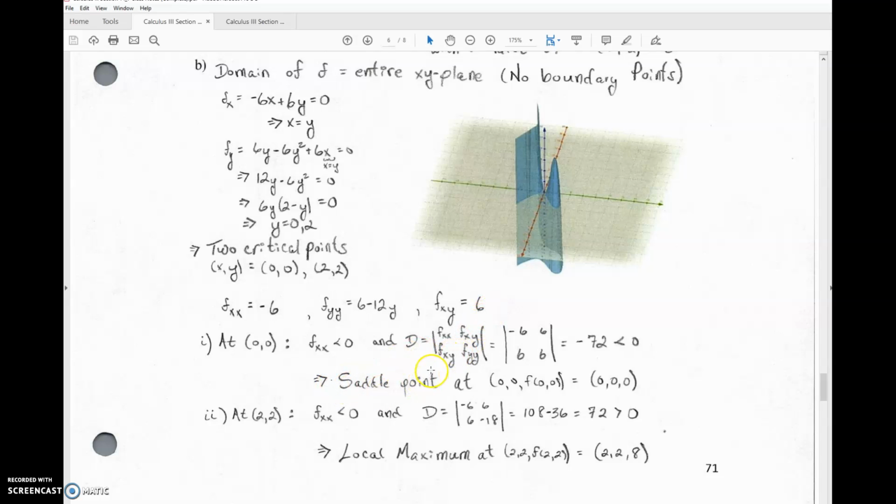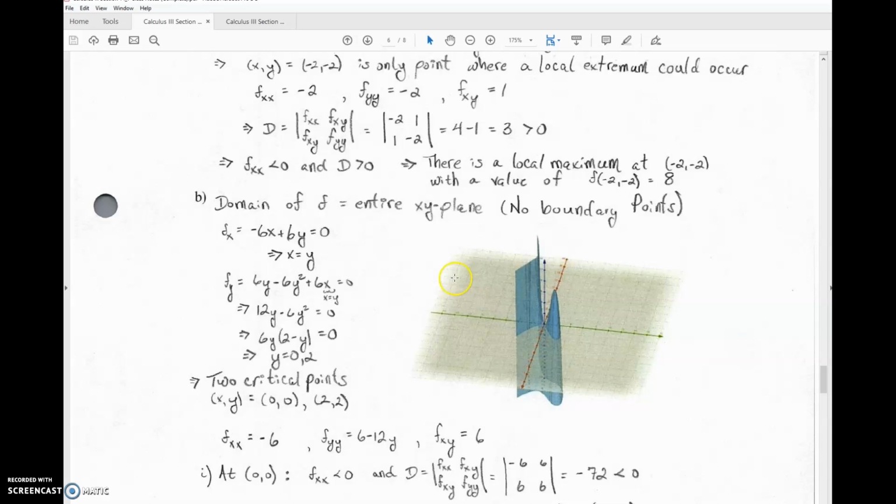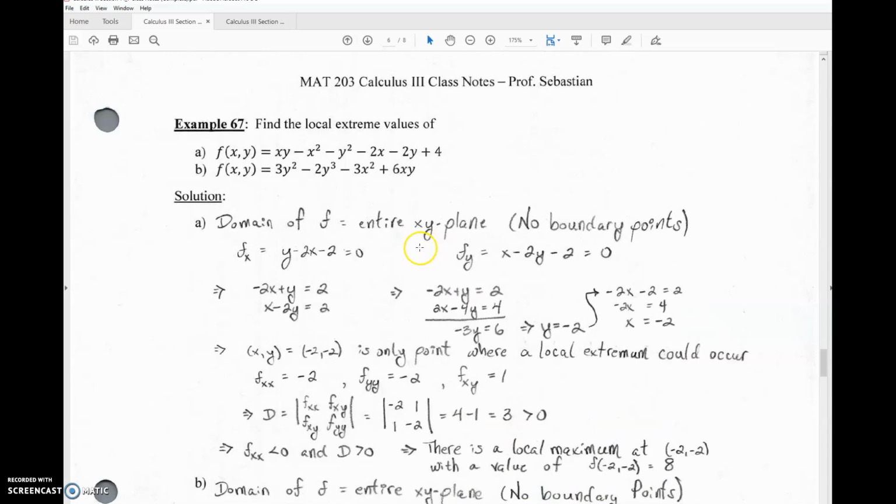So at the point (0, 0), y is 0, so f sub yy is 6. I plug it in, I get minus 6 times 6, which is minus 36, minus 36 is minus 72, which is negative. As soon as I have the discriminant being negative, I know there's a saddle point at that point. So there's a saddle point at x equals 0, y equals 0, and f(0, 0) is also 0. Plug it back in there.